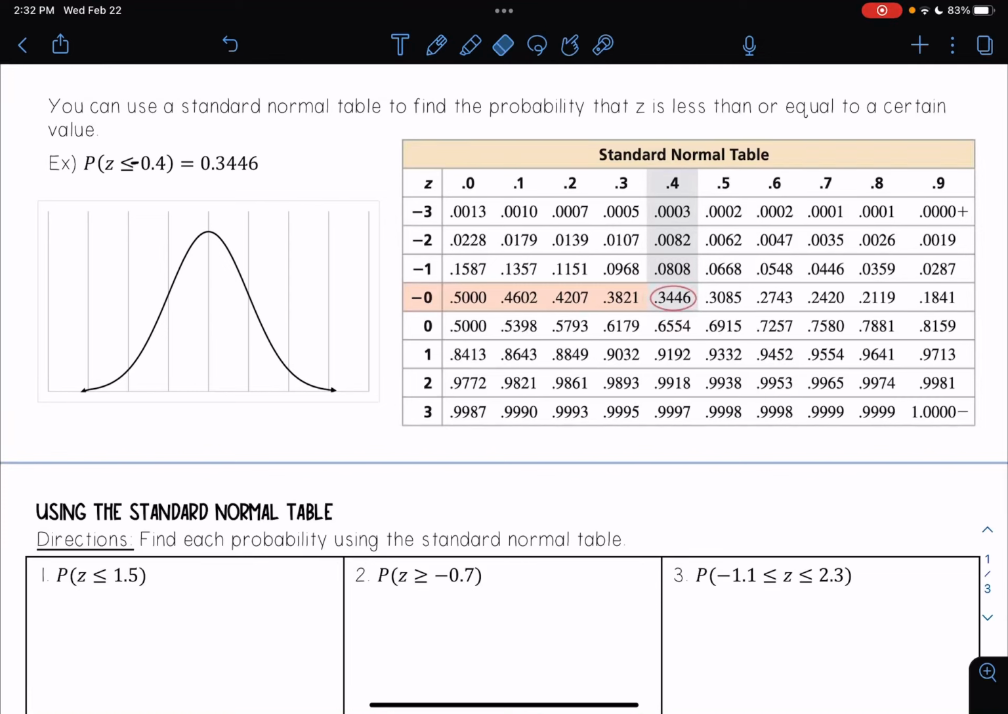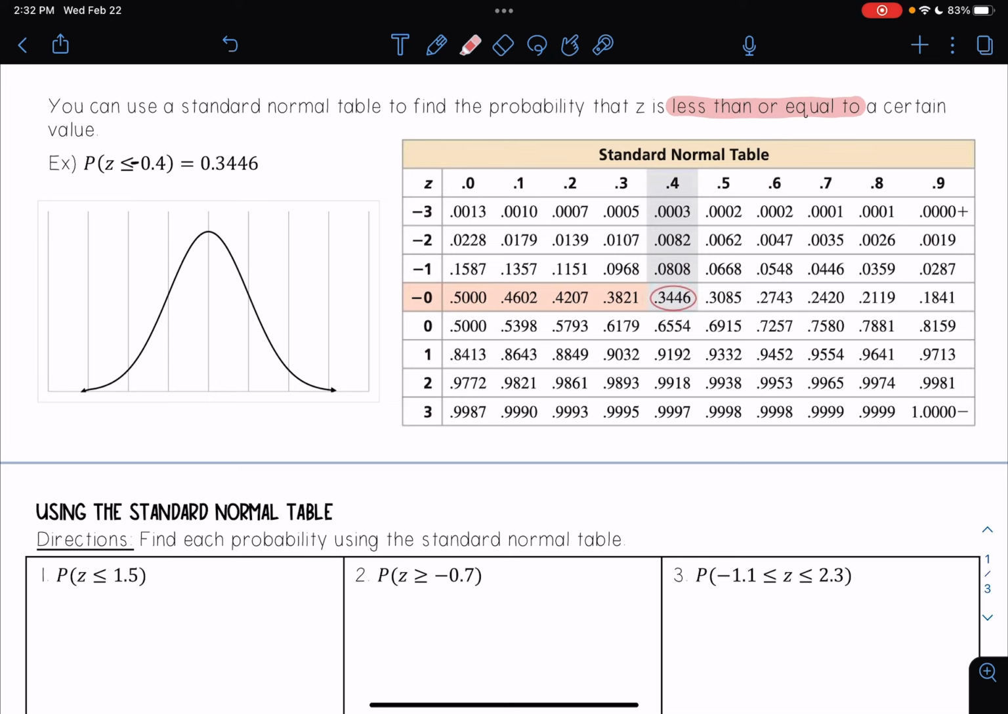In this video, we're going to be looking at using the standard normal table. We can use the standard normal table to find the probability that z is less than or equal to a certain value. And so here that keyword is less than or equal to. This is handy if we find those z-scores for a normal distribution. We can use this table to find the probability that z is less than or equal to that certain z-score that we found.